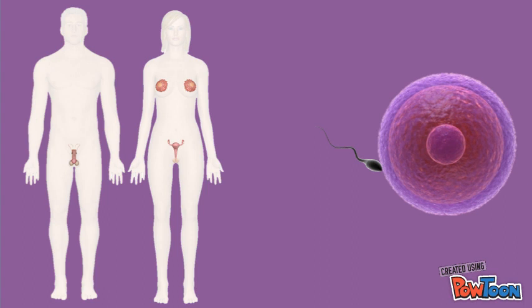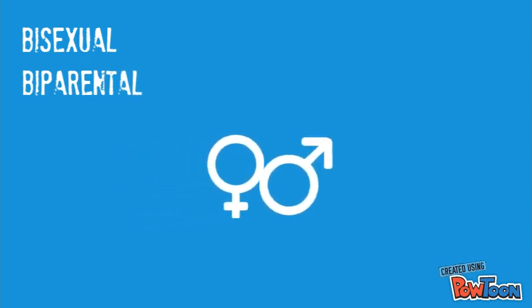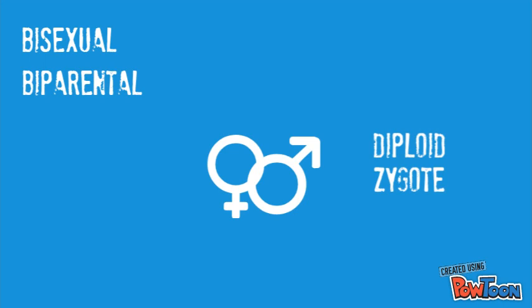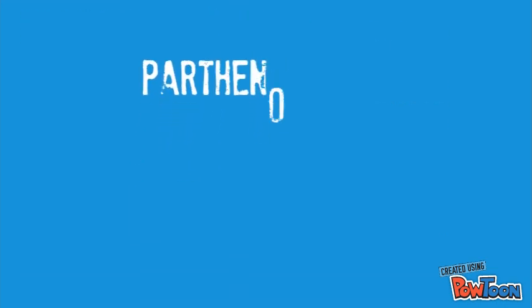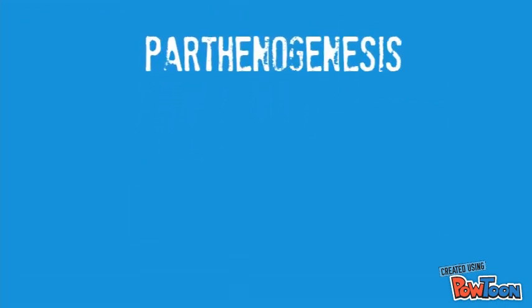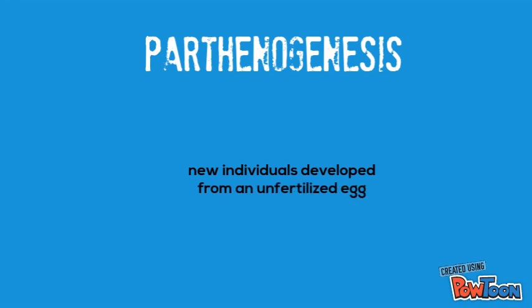Both types of gametes are haploid and unicellular, but eggs are usually much larger in volume than sperm. Most insect species are bisexual and biparental, meaning that one egg from a female and one sperm from a male fuse to produce a diploid zygote. There are, however, some species that are able to reproduce by parthenogenesis, a form of asexual reproduction in which new individuals develop from an unfertilized egg.